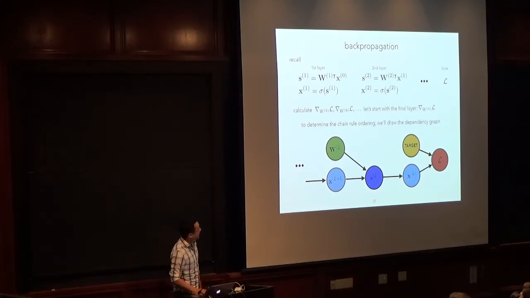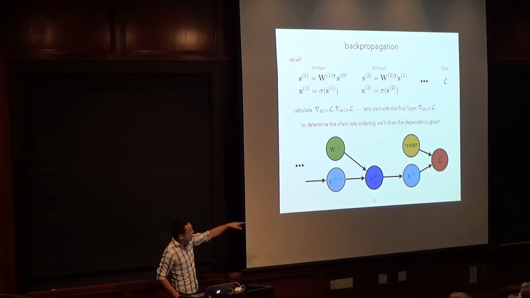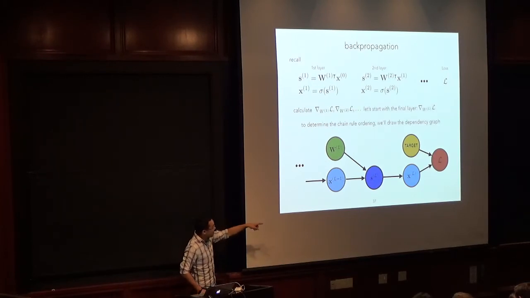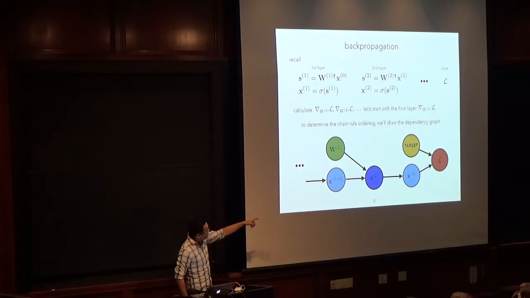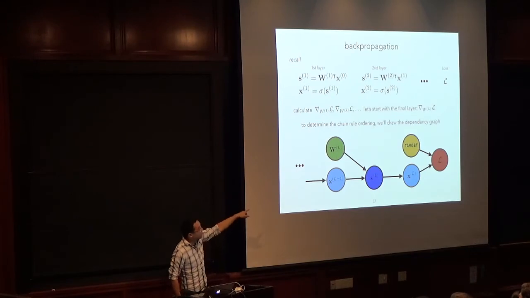So we have the target label. The loss is a function of the target label and the output layer of the neural net. The output layer is a function, in this case I think the identity, of the output of the nonlinear transformation of the previous output layer times the weights of the last layer, and so on and so forth.